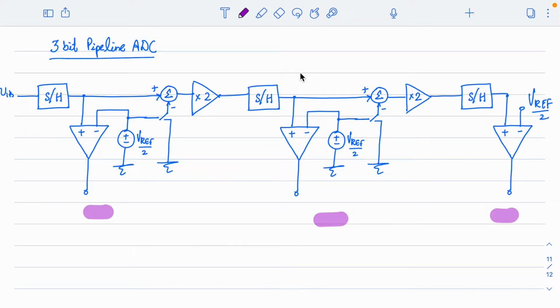All right. Since this is a 3-bit pipeline ADC, we have 3 stages, and look at the components in every stage. Only in the last stage, since this stage is not passing any information to the next stage, we don't have a summer or a multiplier. Rather, here the direct comparison is done with respect to Vref by 2. Since it is a 3-bit ADC, the output of the comparator is directly the bit conversion for that stage. You can directly consider it like that. So this will be D2, which forms the MSB. This will give you D1, and this is D0, which forms the LSB.